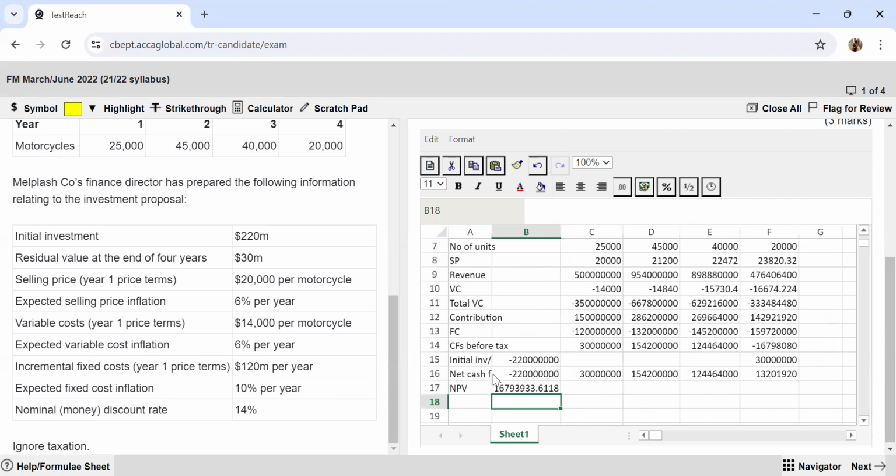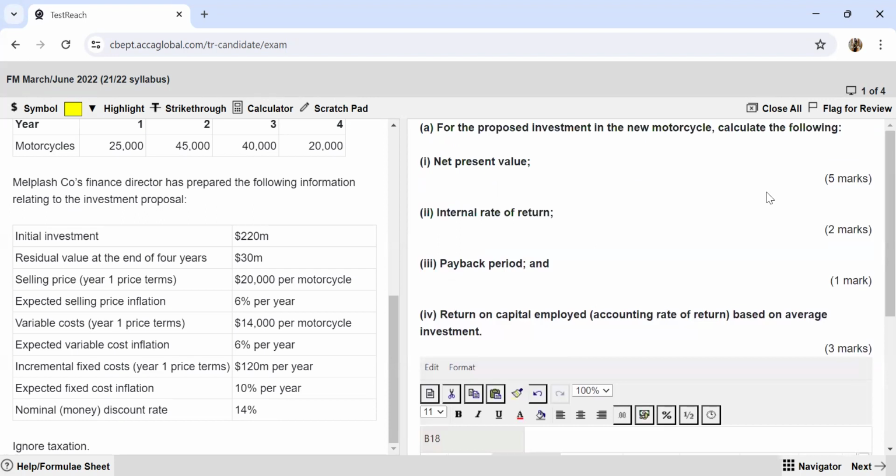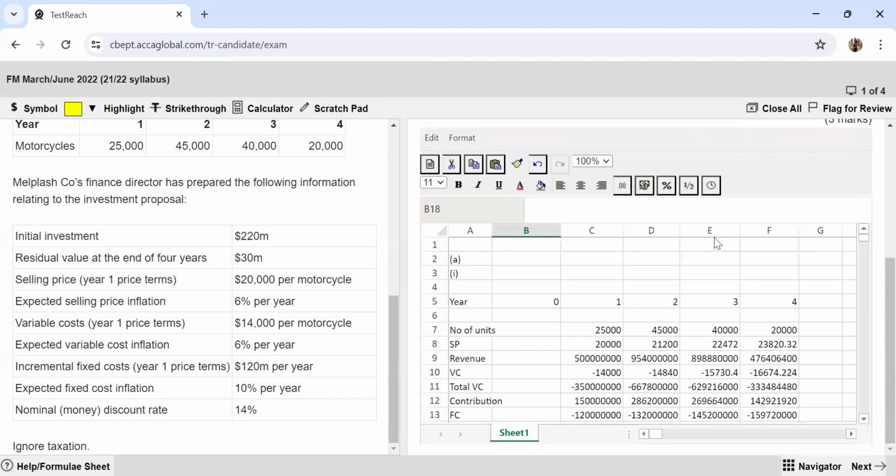My NPV, as you can see, has come out to be roughly $16.79 million. If you use the discount rates from the annuity tables, you're going to get a slightly different answer, and that is completely all right. So with this, we are done with the first part of our question, which is worth 5 marks. Now let's move ahead where we need to work out the IRR.